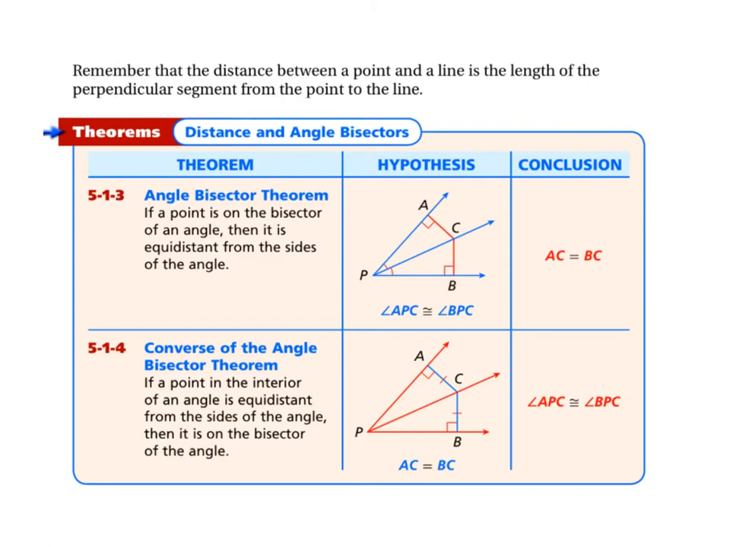So now we do the converse. The converse of the angle bisector theorem is just the opposite. If we know that point is equidistant, so now if we know that these two segments are congruent, then it is on the angle bisector. Notice here we have 90-degree angles as well, so that's part of our hypothesis. If we know that these are congruent and are perpendicular, then we know that angle APC is congruent to angle BPC because of the converse of the angle bisector theorem.